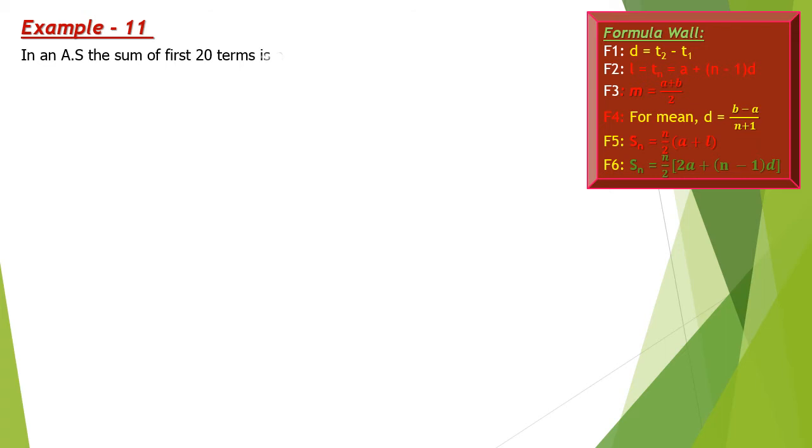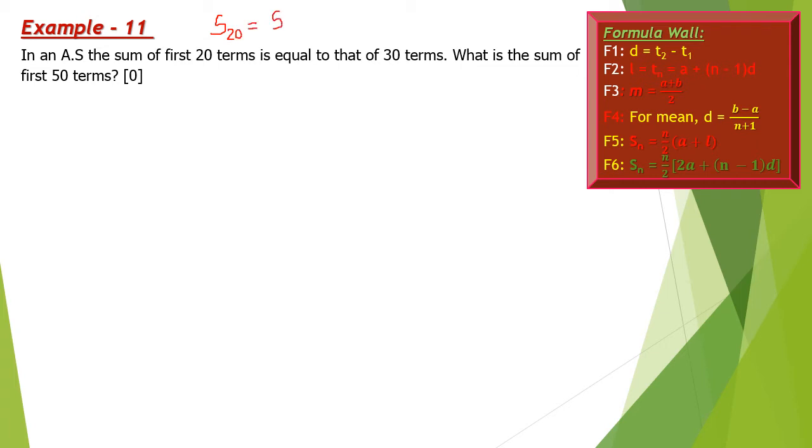In an arithmetic series, the sum of first 20 terms is equal to that of 30 terms. So it's interesting. S20 is equal to S30. The condition is S20 equal to S30. We know the formula Sn, formula 6.